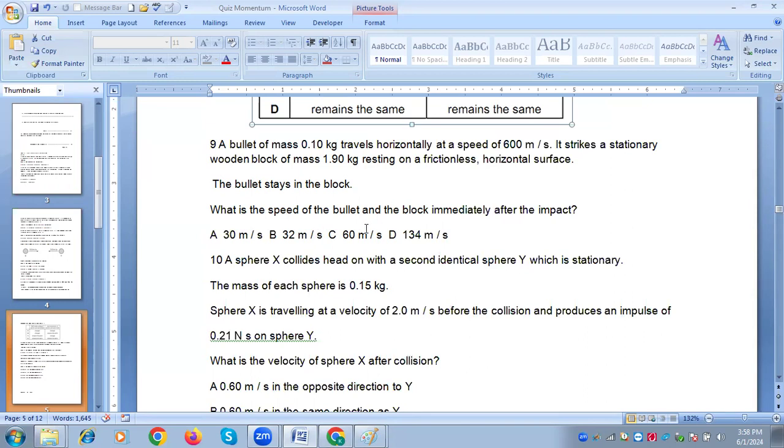So this is the same kind of question as we were doing. The block was stationary, so the initial momentum of the block was 0, but the bullet was having momentum because it was moving at 600 meter per second. It embeds into the block and they go with a common velocity. So immediately after impact, what will be the speed? 0.1 into 600.